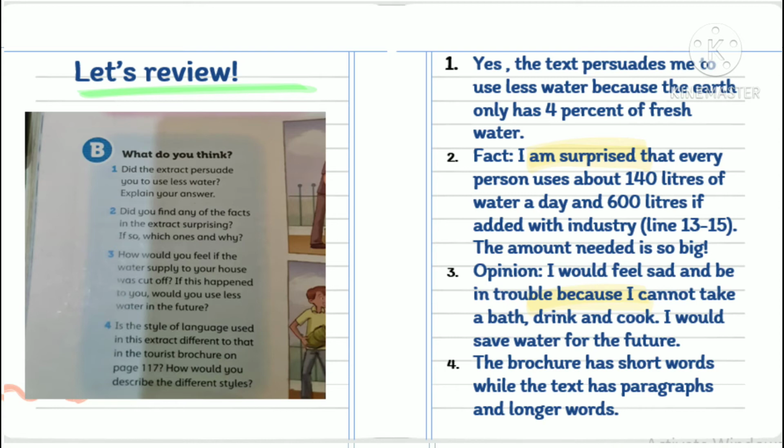Come to Thailand and celebrate New Year at the Water Festival. Okay. Don't forget to bring a bucket of water or a water gun to drench your friends. Okay, if we look at the number of the words, which one is shorter and which one is longer? Okay, of course, this brochure has shorter words, while the text has paragraphs. Okay, how many paragraphs do we have, with subheadings, right? And longer words. Yeah. Okay.